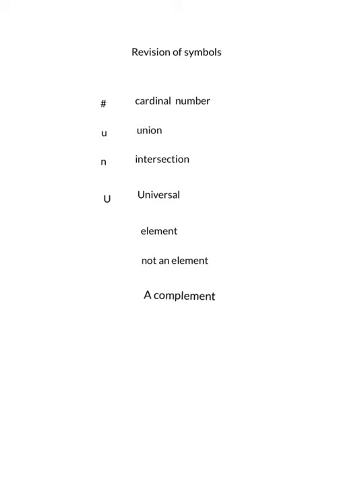So we know that the cardinal number is the number of elements in a set, so it's the hashtag symbol. U will stand for union, ∩ is for intersection, a big capital U is for the universal set, element is written with an ∈, not an element is an ∈ with a line through it, and A complement is an A with a little dash up there, which means everything outside of A.